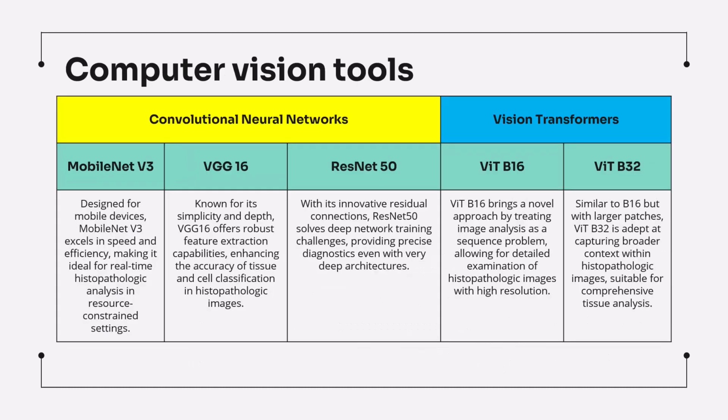So next, I chose 3 types of CNNs and 2 vision transformers: MobileNet V3, VGG16, ResNet 50, Vision Transformer B16, and Vision Transformer B32. Each one is ideal for specific applications, basically. So MobileNet V3 is designed for mobile devices. It excels in speed and efficiency, making it ideal for real-time histopathological analysis.